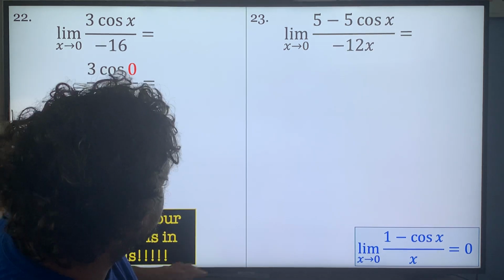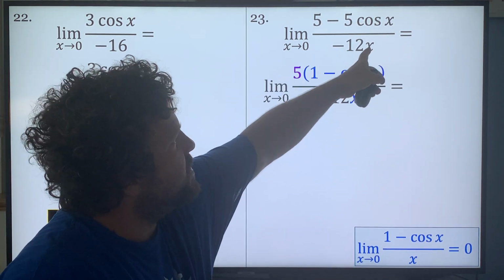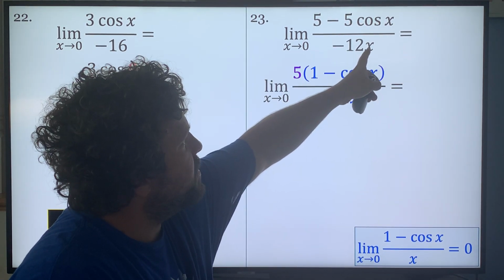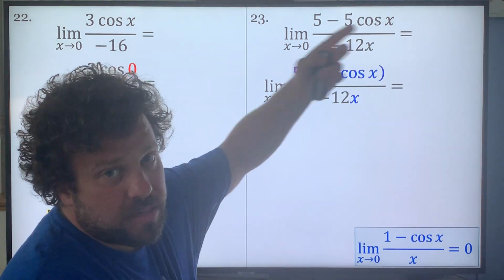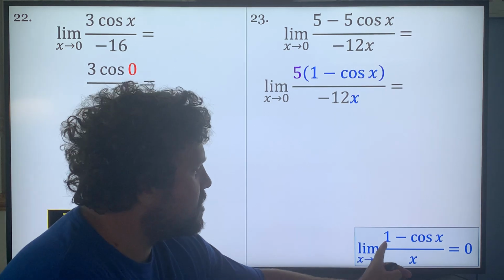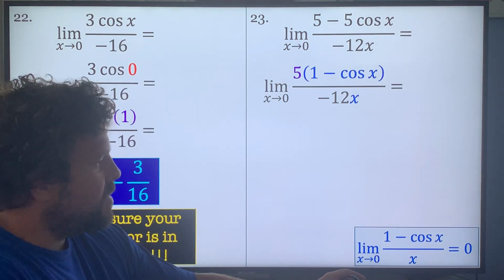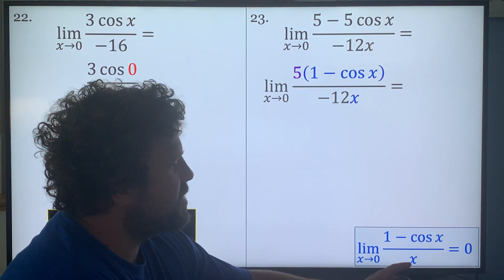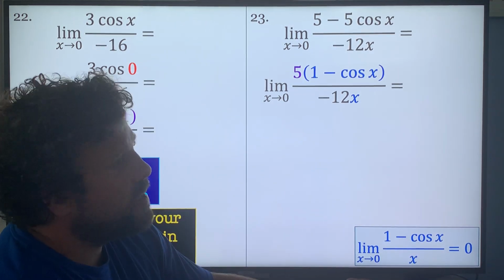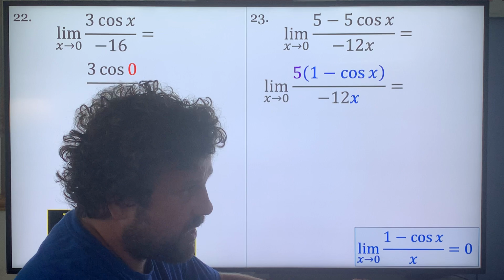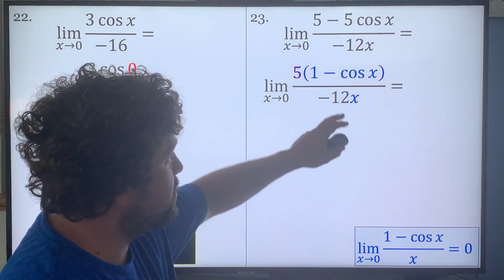If I typed in 0 here, the bottom would be 0. Okay, so I can't do that. Negative 12 times 0 is 0. Anything divided by 0 is undefined. But I can use this little symbol. Remember, we used the squeeze theorem. The limit of 1 minus cosine x over x, only as x approaches 0, is 0, okay? The same one, limit as x approaches 0 of sine x over x equals 1, okay? Those are the 2 ones.